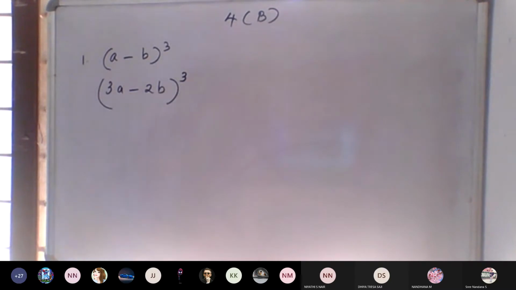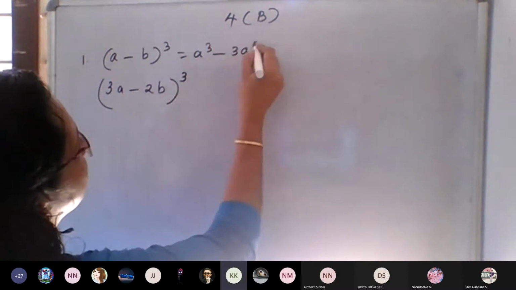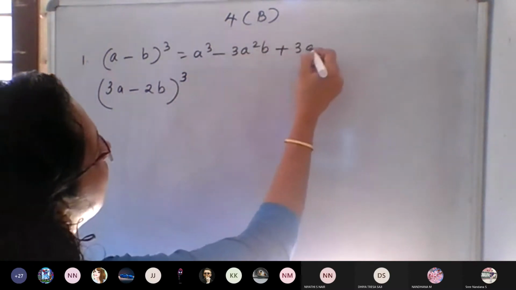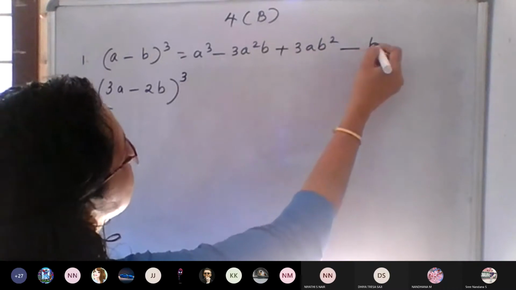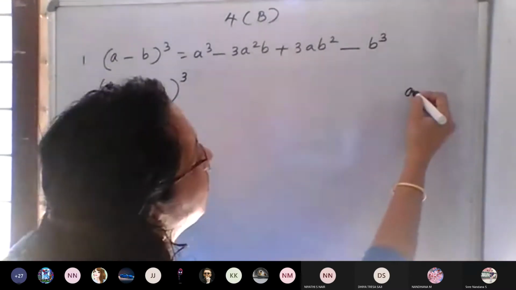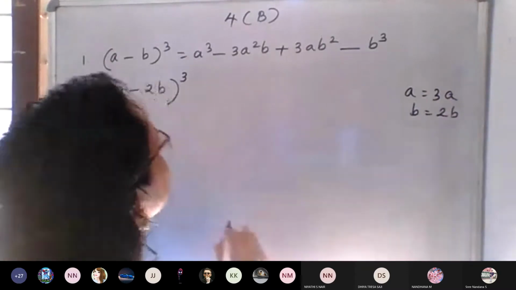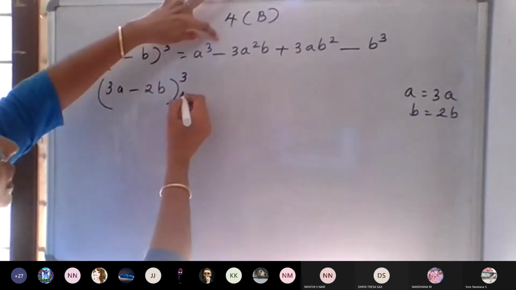a cube minus 3a square b plus 3ab square minus b cube. So here we want to find out (3a minus 2b) whole cube. So a is equal to 3a, here b is equal to 2b. If needed, do it in the working column. The same thing you have to apply here.